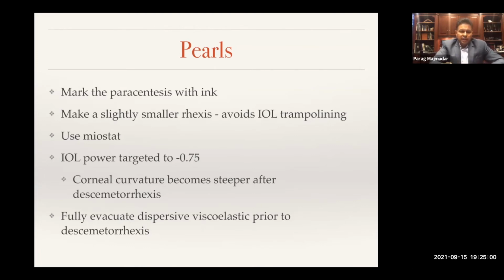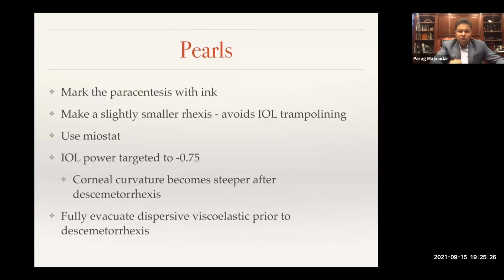One of the things that I also recommend a lot is to make a slightly smaller capsulorhexis. Now, when I do a regular cataract surgery, I usually make my capsulorhexis around 5.5 millimeters so that it typically overlaps the optic of the intraocular lens. But here I might even go a little smaller, even 5 millimeters. That's because when you have a larger opening, that IOL will trampoline a little bit. It'll go up and down. The chamber will be a little more unstable.